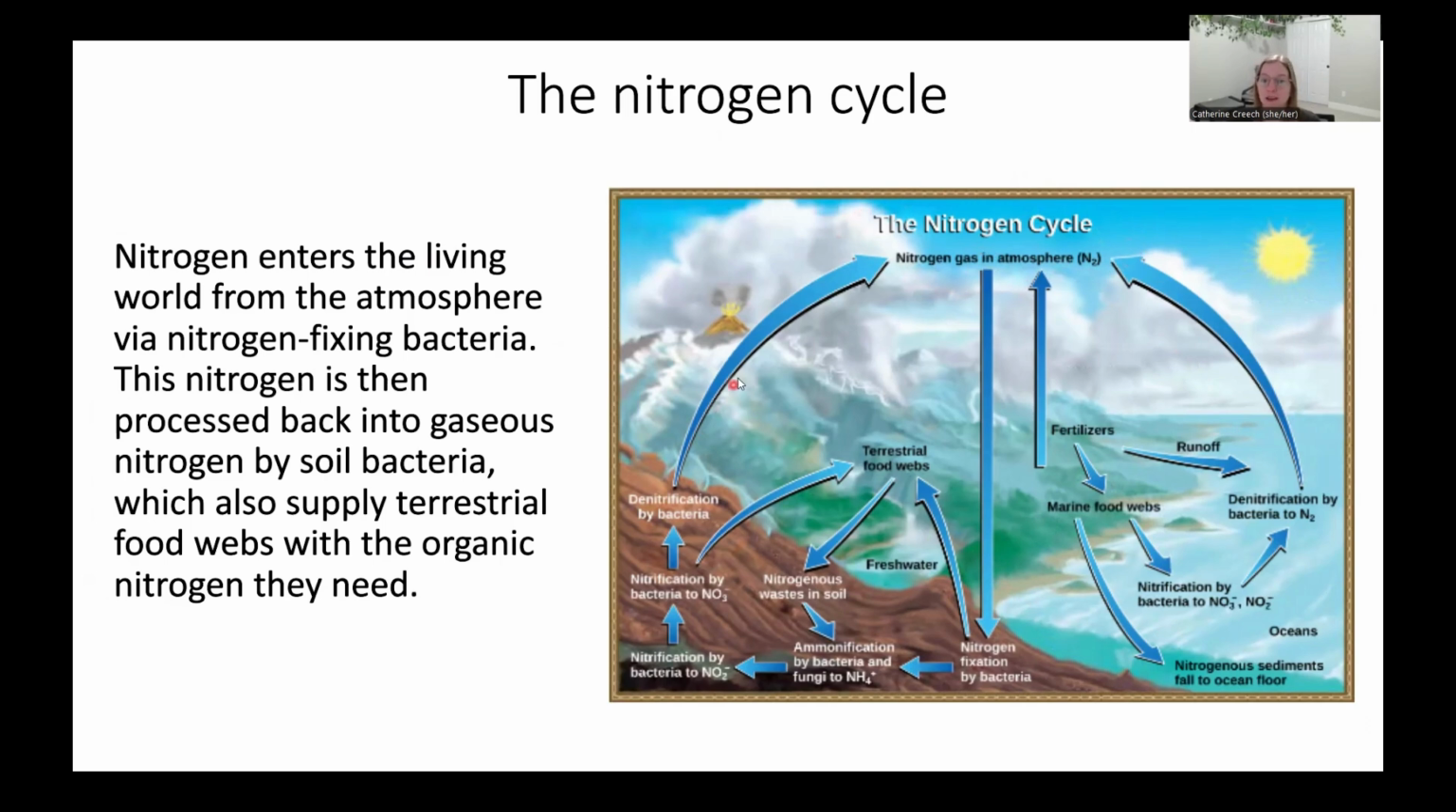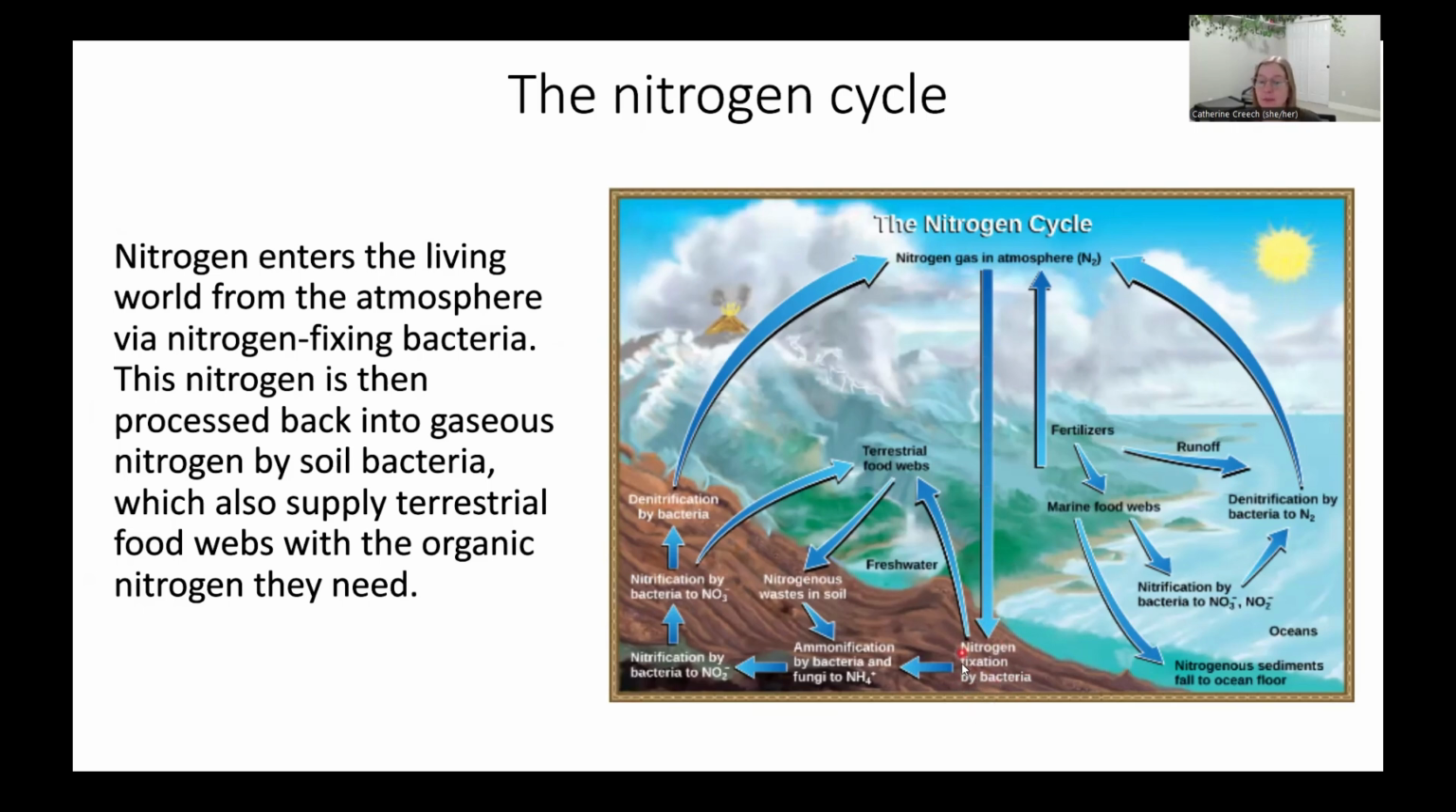You can see the big arrows in these diagrams are denitrification by bacteria, so that's how it's being released, and also fertilizers. That's how it's getting back into our reservoir. Note that there's only one arrow out. So to get it out, we have to follow this path down, and this is nitrogen-fixing bacteria.